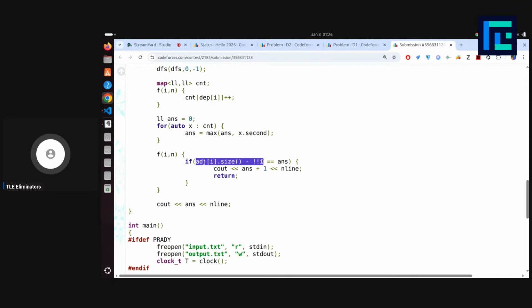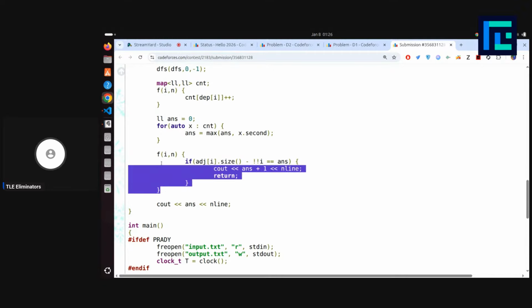if the number of children is equal to the maximum value, then my answer is ans plus 1. And if I don't get anything, like if all the nodes have less than that number of children, then I'll print the ans. Right? So is the code clear?